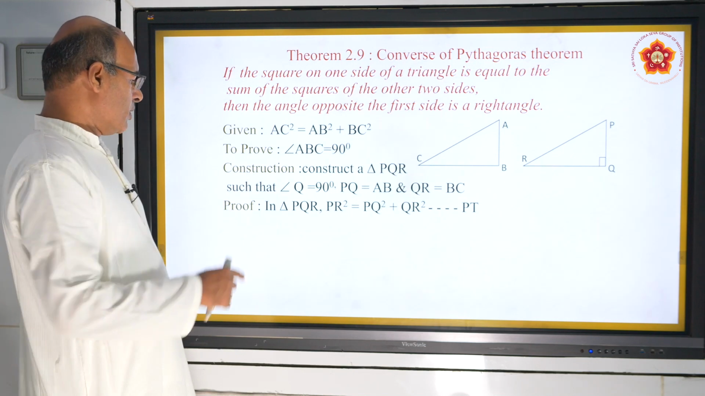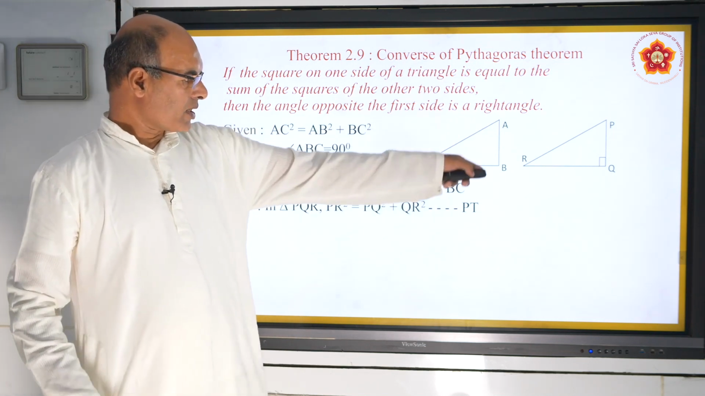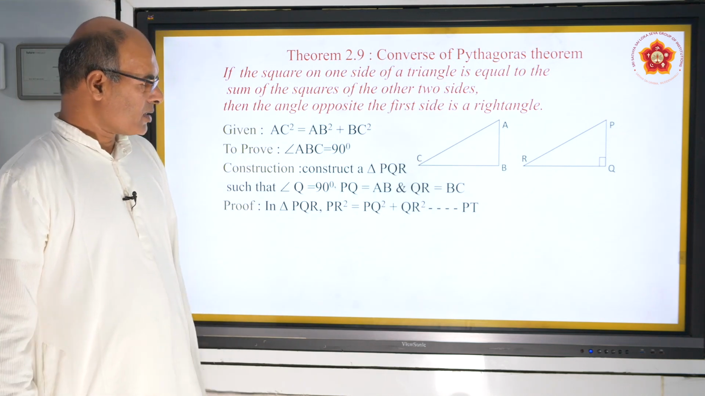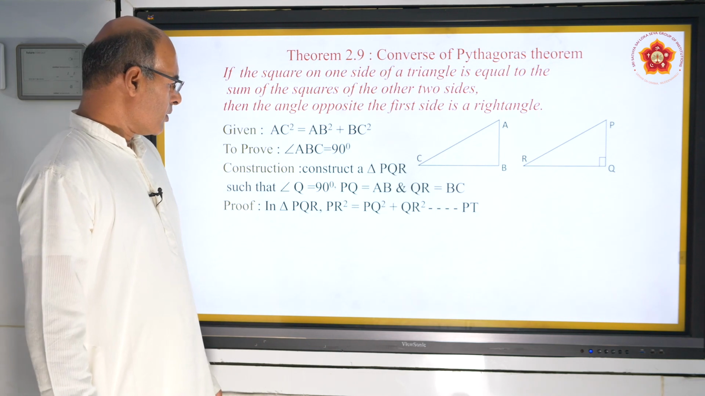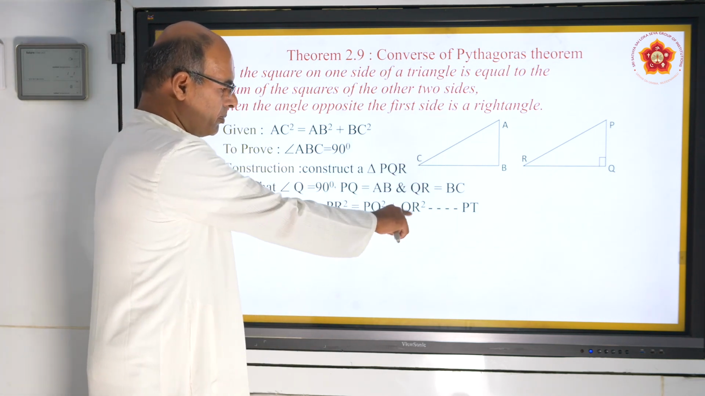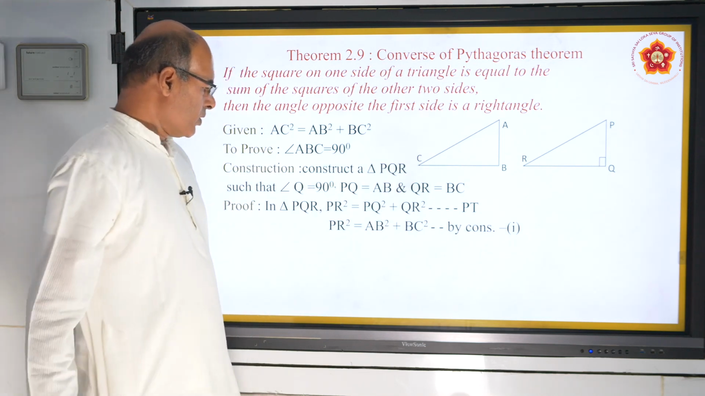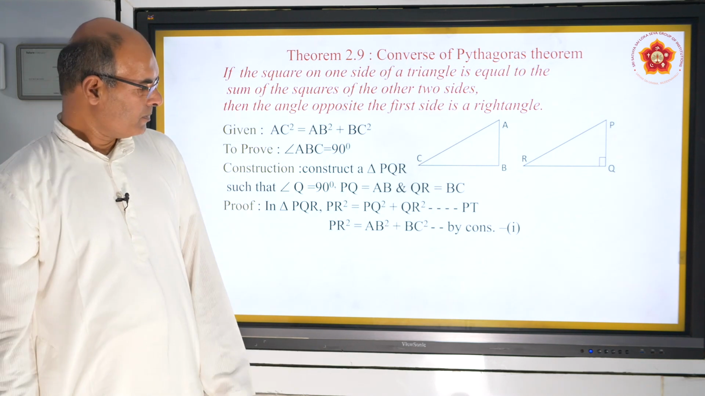Proof. In triangle PQR, according to Pythagoras theorem, PR square is equal to PQ square plus QR square. In the place of PQ, write AB. In the place of QR, write BC. So we have AB square plus BC square is equal to PR square.